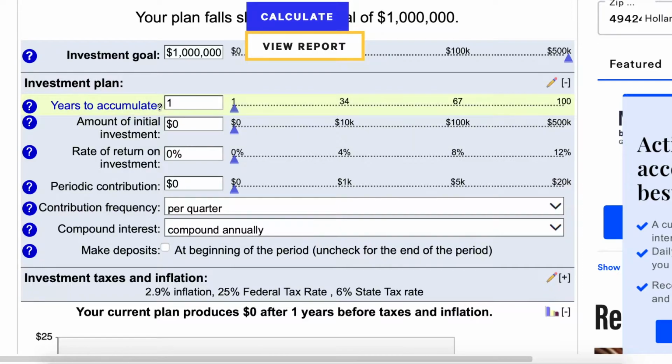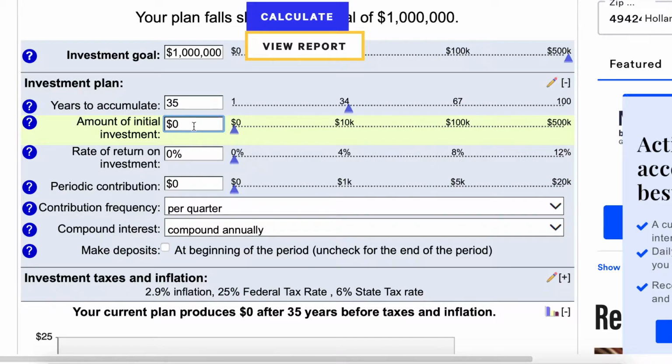But let's say you're 25 years old and you want to retire at 60. So 60 minus 25 equals 35 years. Your initial investment, let's say you start at $0. You could say, okay, I already have $10,000 saved. I want to start with that. That is just the initial amount that you have invested.